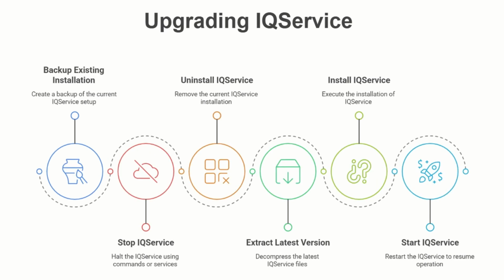Then the same steps apply for upgrading as well. You need to back up the existing version, then stop the service, then kill it, like again, .exe -k will kill the process. Then -u will uninstall the IQ service, then extract the new version. Then the same steps which we have seen in the installation: extract the IQ service, then -i to install and -s to start.